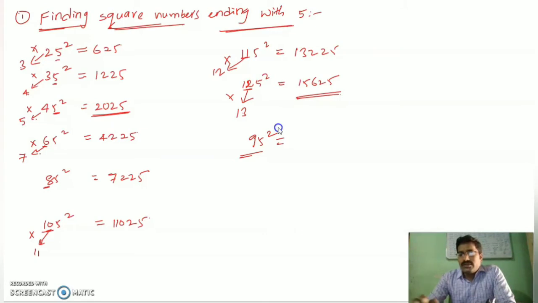75 square how much? 7 after 8 will come. So 7 8s are 56, 25. So like that we have to calculate. So this is our first topic.